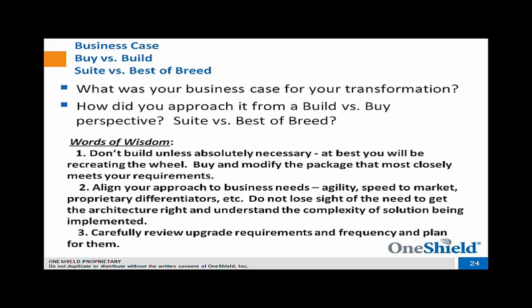And Derek, how about you? Since you actually are from the insurer side on this panel, what was your business case for your transformation? There were a few things. Initially we moved from a monolithic legacy mainframe solution that housed our claims, our policy, and our billing. And we didn't really see much growth potential moving that platform any further.